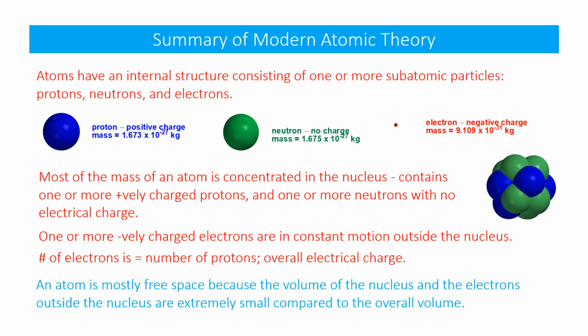A summary of the modern atomic theory is that atomic structure consists of subatomic particles. The nucleus itself consists of protons and neutrons. They're quite heavy compared to the electron, which has significantly less mass. The proton within the nucleus is positively charged. The electron is negatively charged, but most of the atom consists of free space.